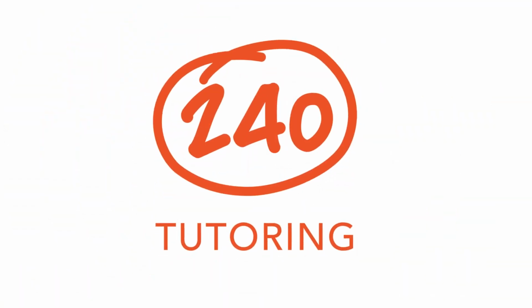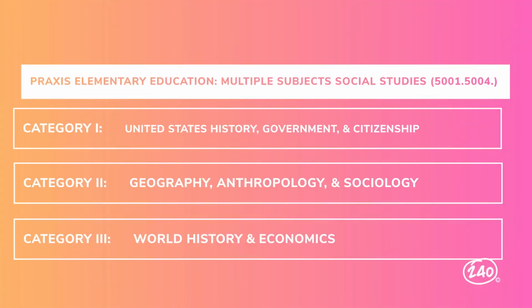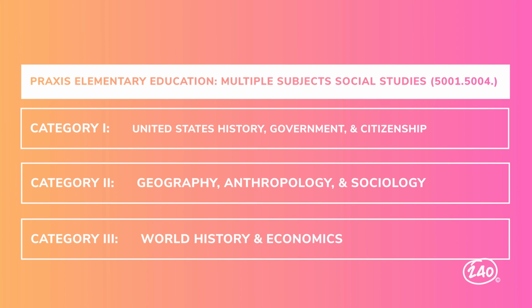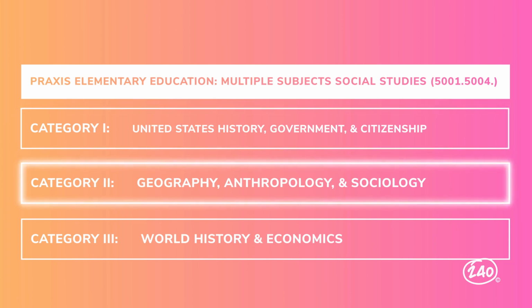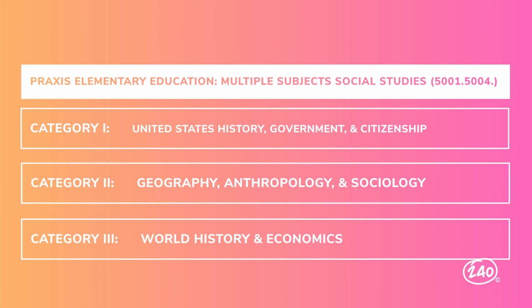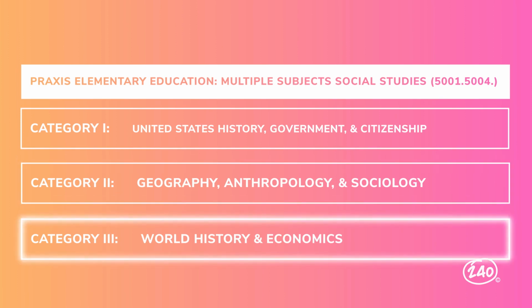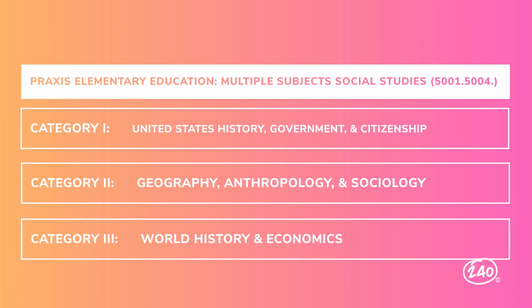Batter up! Now, the Praxis Elementary Education Social Studies subtest consists of 3 categories that actually put multiple categories together, but you'll see what I mean. The categories are United States History, Government, and Citizenship; Geography, Anthropology, and Sociology; and World History and Economics. Each category has test specifications listed under it to give you a better idea of what to study.